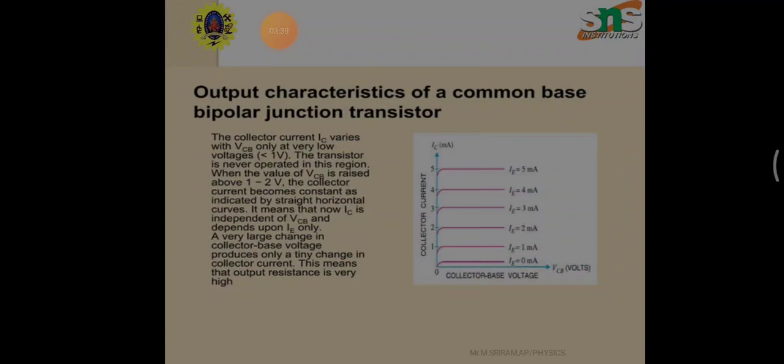In a common base bipolar junction transistor, the collector current IC varies with VCB only at very low voltage, so the transistor is never operated in this region. When the value of VCB is raised above 1 to 2 volts, the collector current becomes constant, as indicated by the straight horizontal curves. It means that IC is independent of VCB and depends upon IE only. Very large changes in the collector-base voltage produce only a tiny change in the collector current. This means the output resistance is very high.